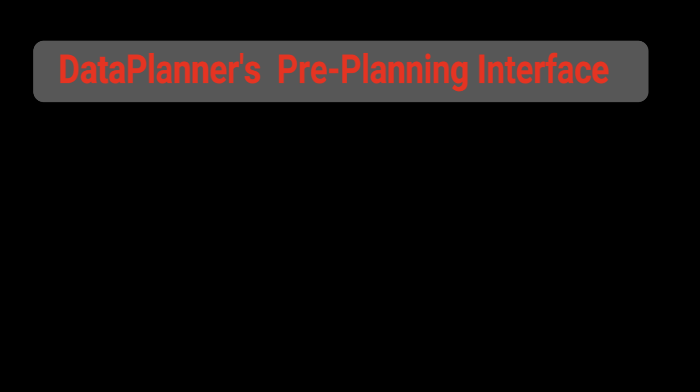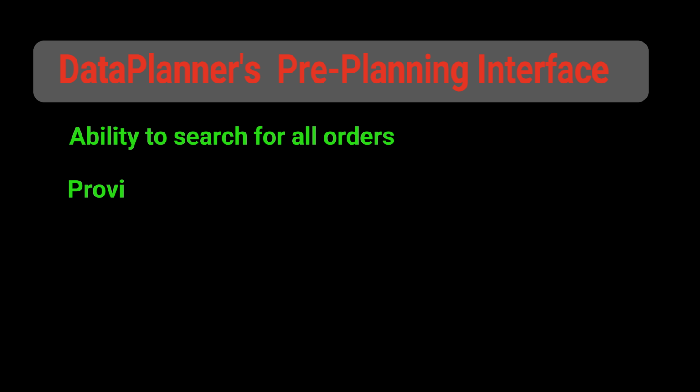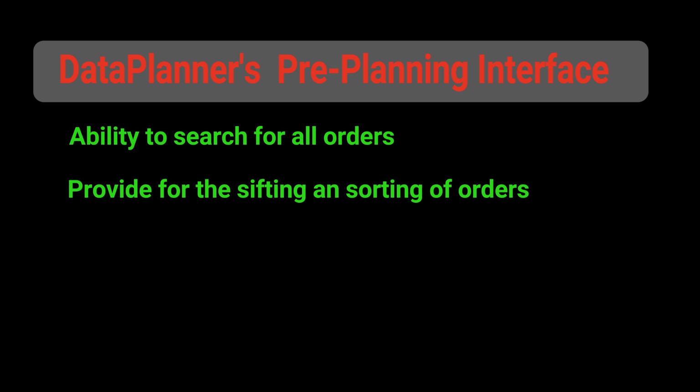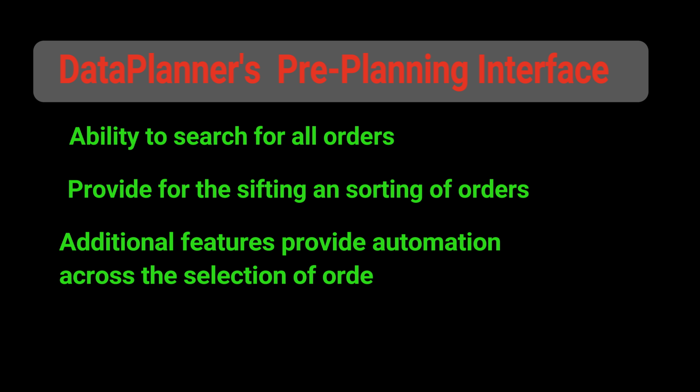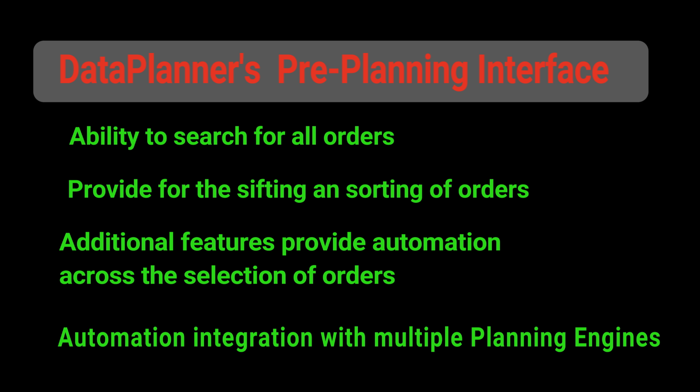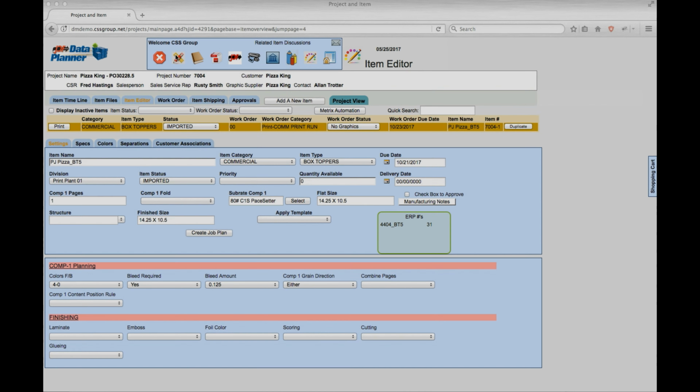The pre-planning window is designed to provide the searching, sifting, and sorting of all orders. And once orders have been selected, there's a variety of features designed to provide automated workflow functions across the selection. Additional presentations will discuss most of these options, including working with a wide variety of planning engines that automate the process of selecting orders and processing those orders into imposed output layouts that can be plated or printed.